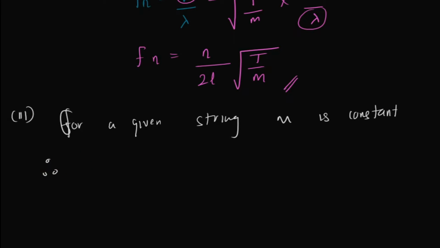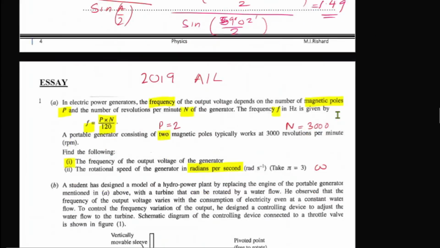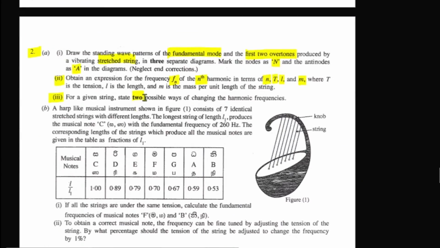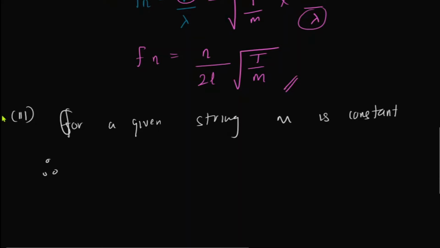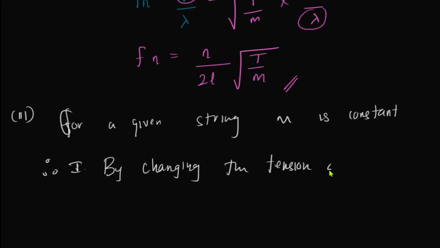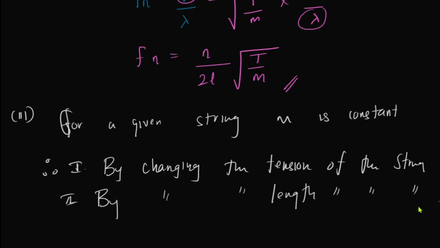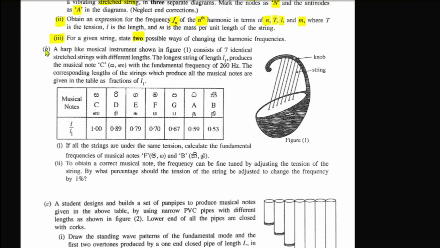Therefore, what do they ask? Simply, how can you change the harmonic frequency? One method is by changing the tension of the string. The other method is by changing the length of the string. If we change the length of the string, the harmonic frequency would still change. So these are the two possible ways. So let us discuss the B part.